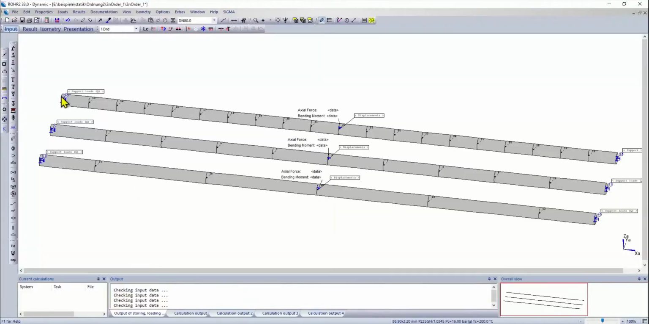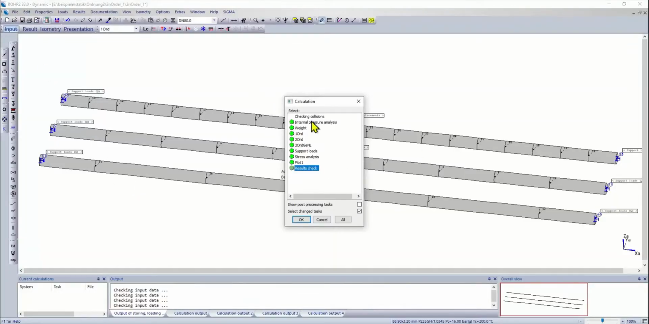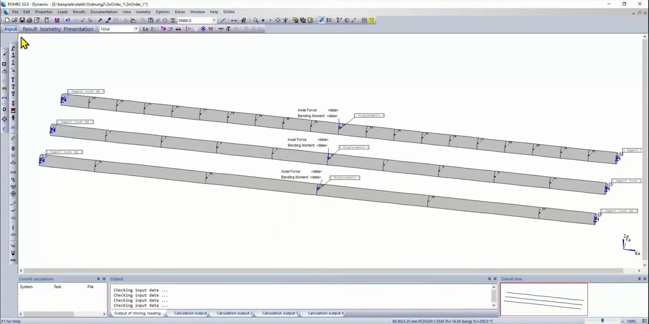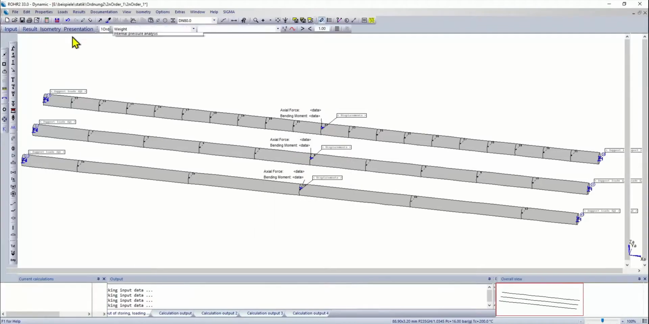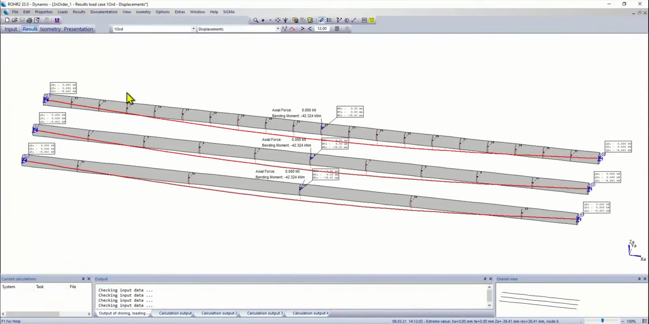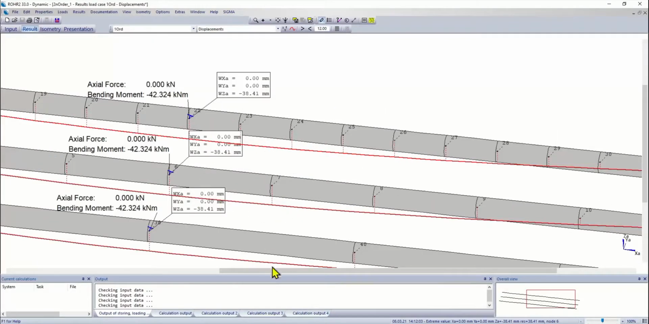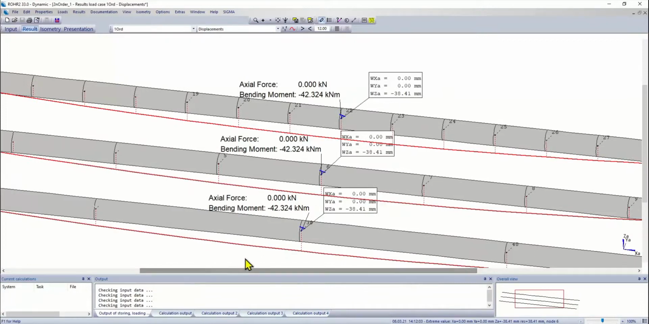So let's run the calculation again with linear calculation, first order theory, second order theory, and geometric nonlinearities. So the first example is linear elastic, and we can first of all see that the deflection in the middle of the beam, which is just supported on both sides, is 38 millimeters, and it is exactly the same for all three discretizations. So the discretization is not important to get correct results for linear first order calculation.